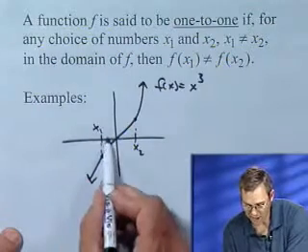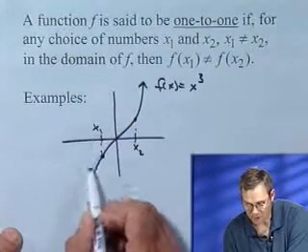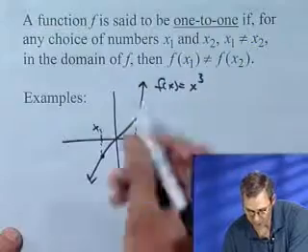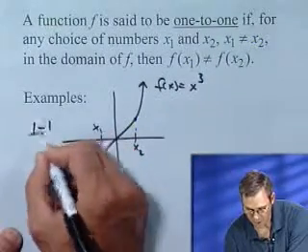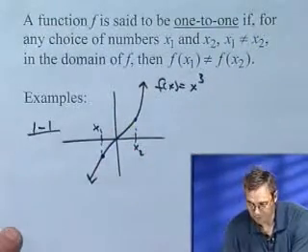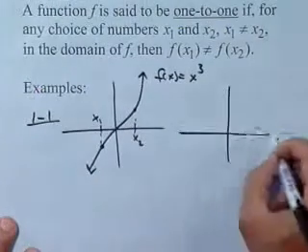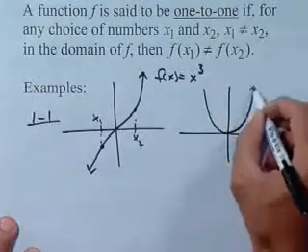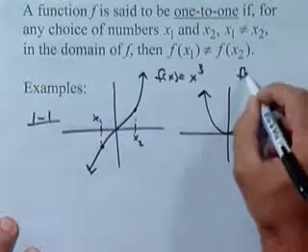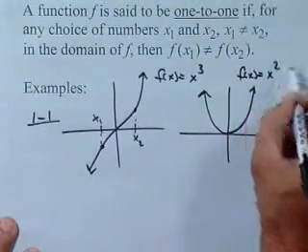Notice for any two x values that I choose, they will always have different y values. So this would be an example of a one-to-one function. Okay? How about x squared? F of x equals x squared.